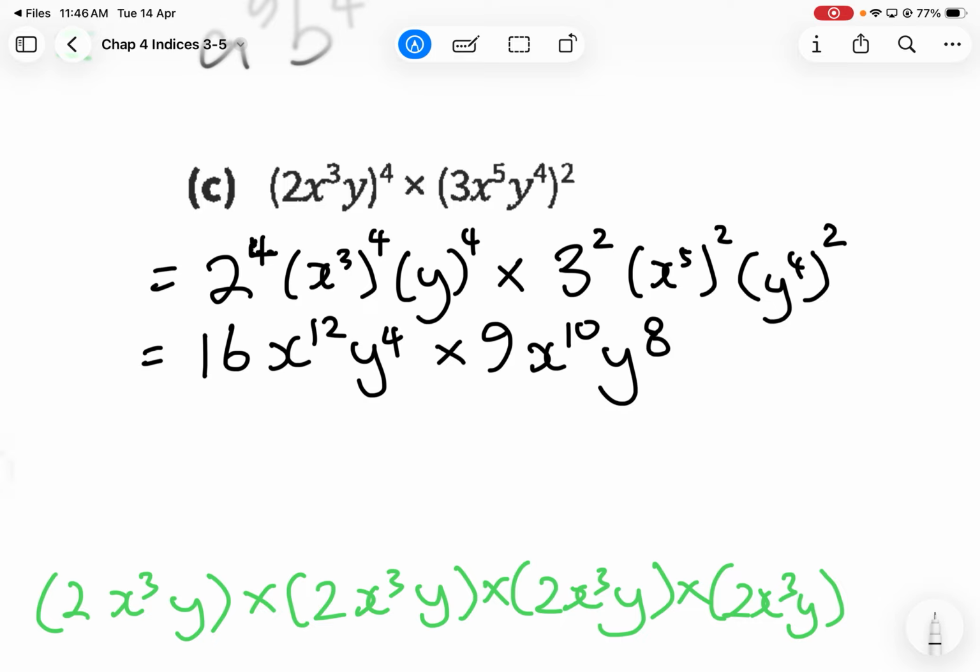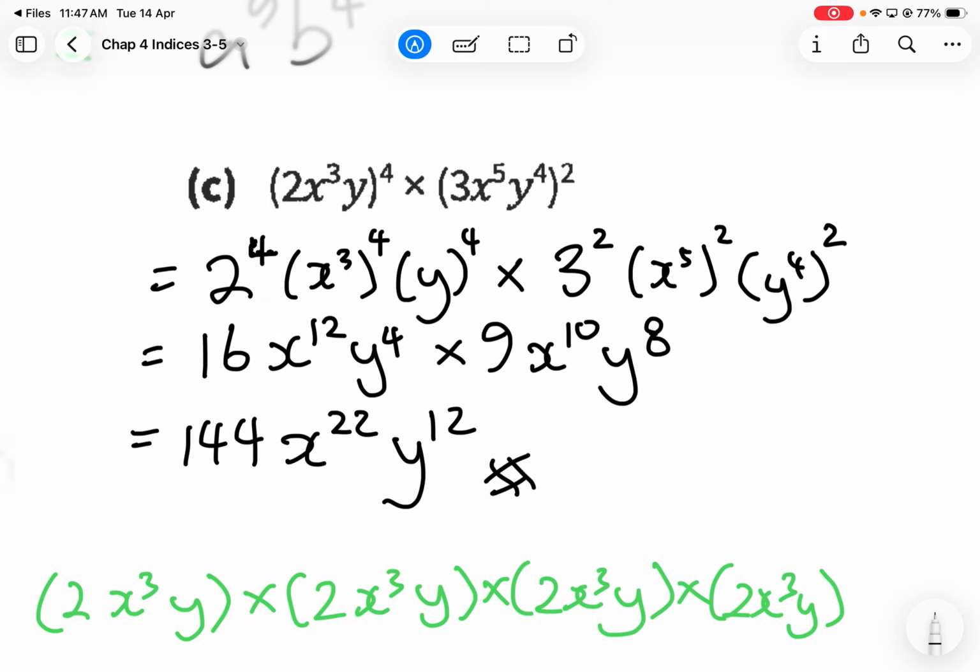Then, number and number multiply together. Okay? Then I will have 144. Then the x and x multiply together: x12 times x10. When I multiply the same base together, I add up the index. So my x will have power 22. Similarly for my y, when I multiply the y's, y4 times y8, same base, I add up the power, so I will have y12.